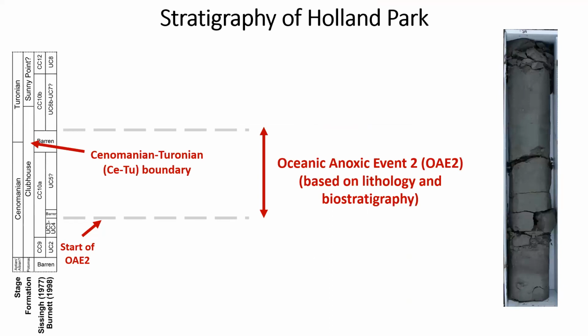Real quickly, here's the stratigraphy of Holland Park, and this is a ton of work done by my colleagues Jean and Christina at the USGS. Basically, they used a combination of lithology and biostratigraphy to find the Cenomanian-Turonian intervals on the far left. Particularly, they found these barren intervals represented by the dashed lines here, which we think is the local record and extent of OAE2 at Holland Park.